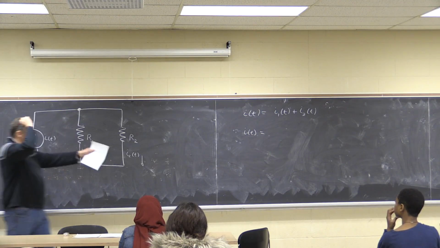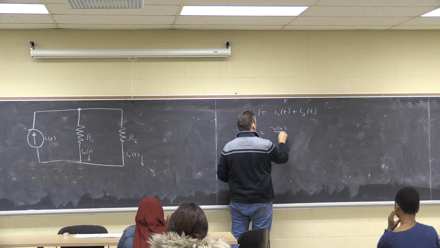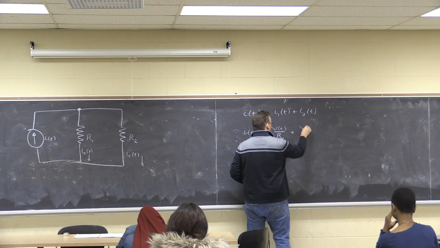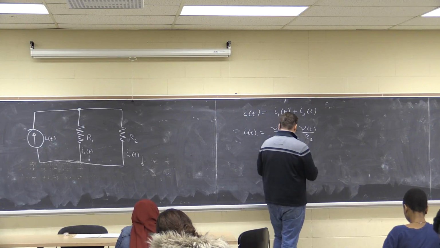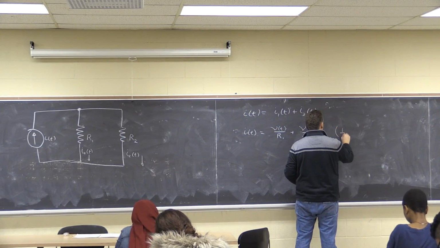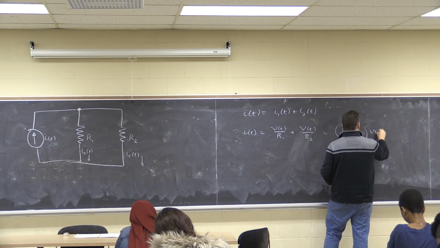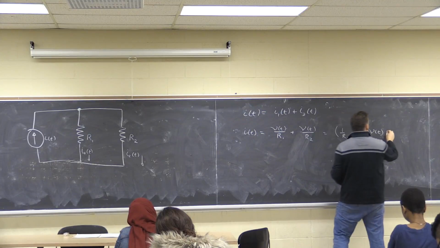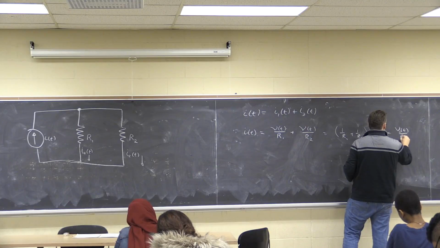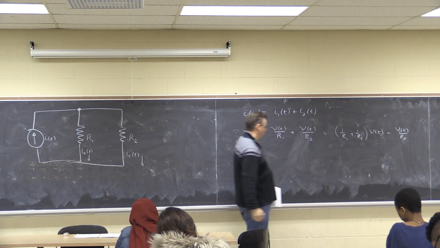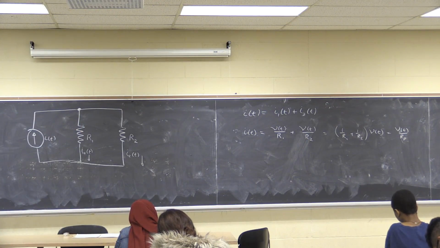So now I can apply Ohm's law and say that this would be V of t over R1 plus V of t over R2, which is just 1 over R1 plus 1 over R2 times V of t, or V of t over R parallel. So 1 over R1 plus 1 over R2 is 1 over R parallel. So I've added 2 resistors in parallel.